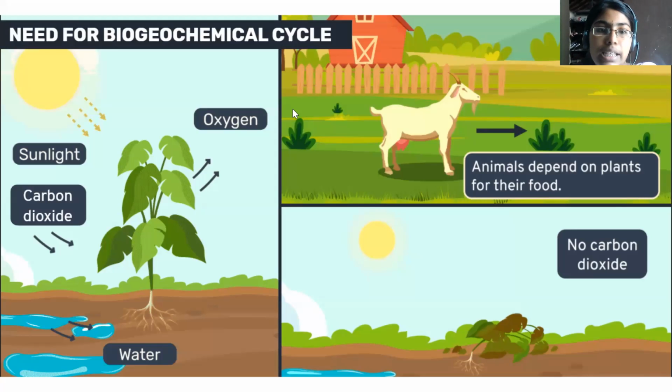If you look at the picture, you can visualize it. Water is essential for a plant to grow. In the presence of sunlight and carbon dioxide, it makes food and releases oxygen. And that plant is the food for the animals. If there is no carbon dioxide and no water, no plant can exist, so animals and we human beings will not get any food. So this is the need of the biogeochemical cycle.